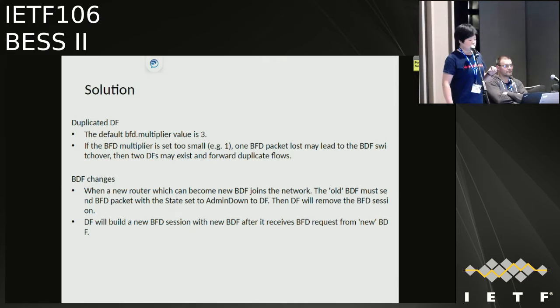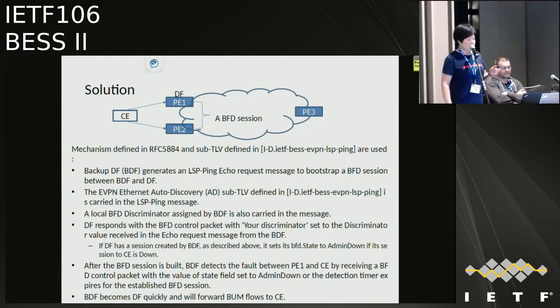By default, the BFD multiplier has a relationship with the detection time. The default value is 3. But because this value can be configured, if it has been set too small, for example set to 1, then one BFD packet lost may lead to a BFD switchover. In the previous slides, only one BFD packet lost will lead to PE2 electing itself to be DF. In this situation, maybe PE1 works normally.